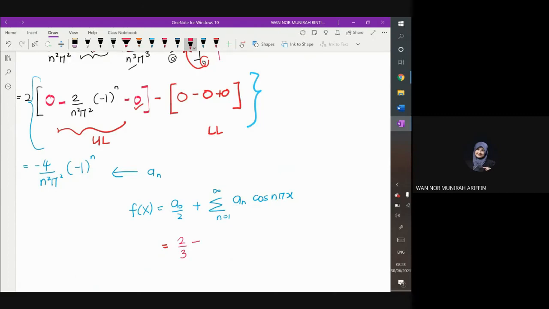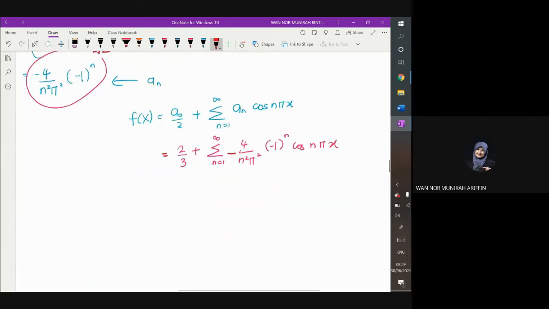Plus summation n from 1 to infinity, a n here: negative 4 over n square pi square, negative 1 to the power of n, cos(n pi x). If you want this to be positive, you must use negative 1 to the power of n plus 1 here. So let the solution be just like this, with the negative. This is my f(x).